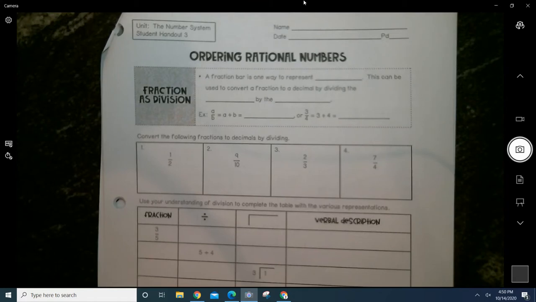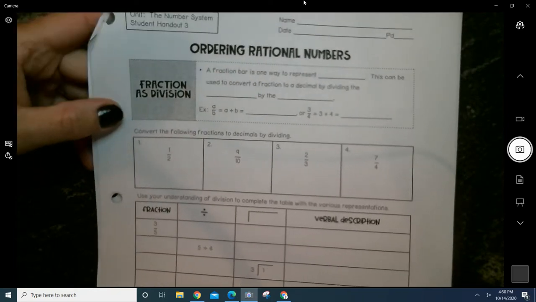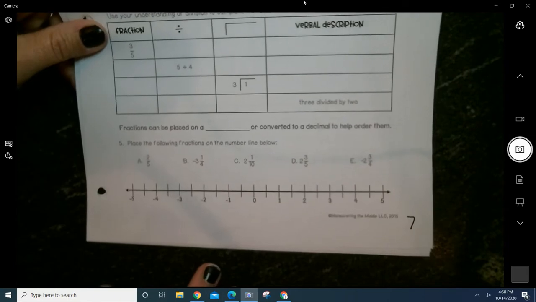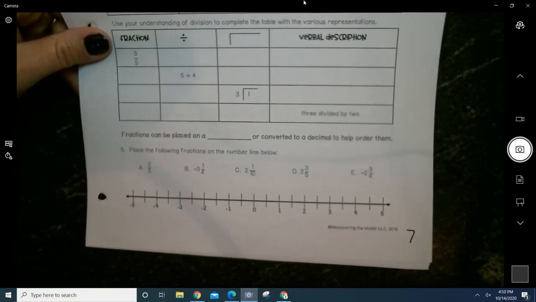Today we're going to order rational numbers. We're going to take fractions and turn them into decimals and then put them in order. So it should say page 7 at the bottom of your notes page.